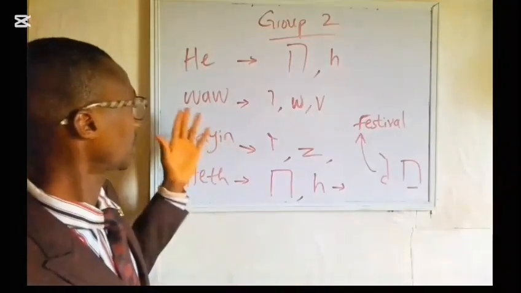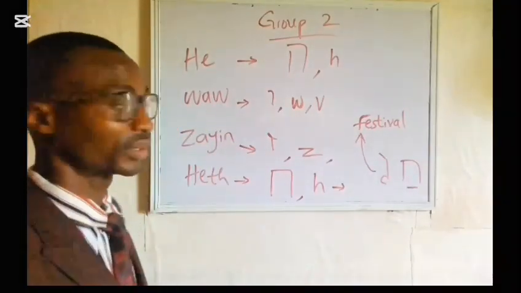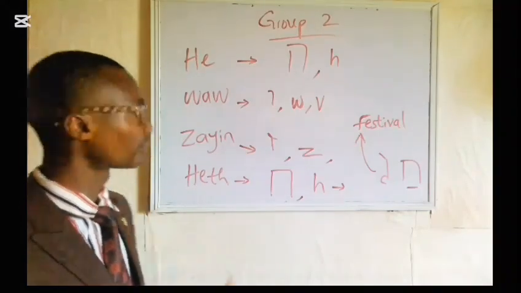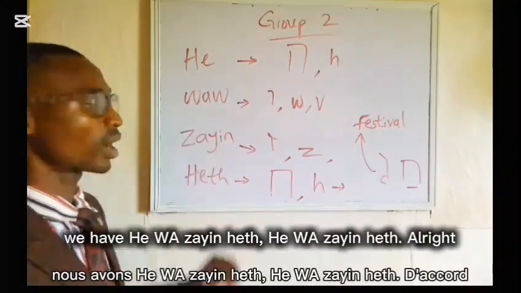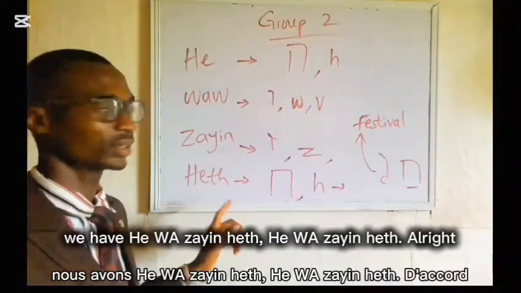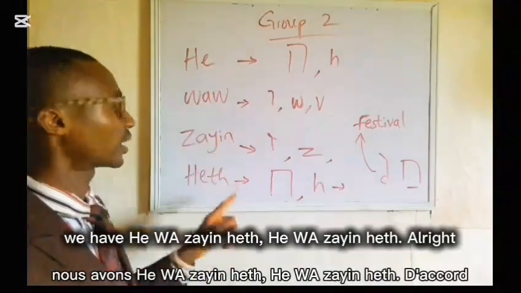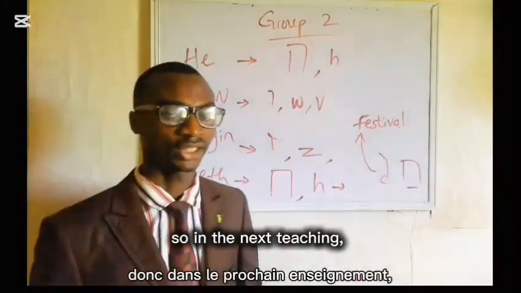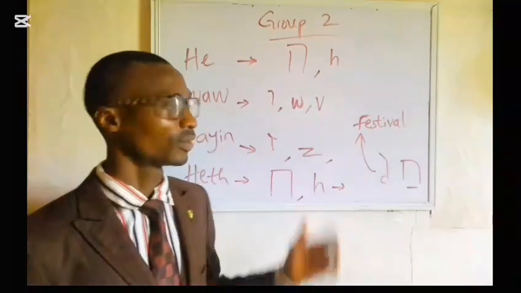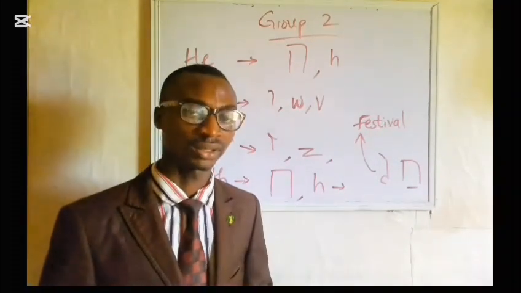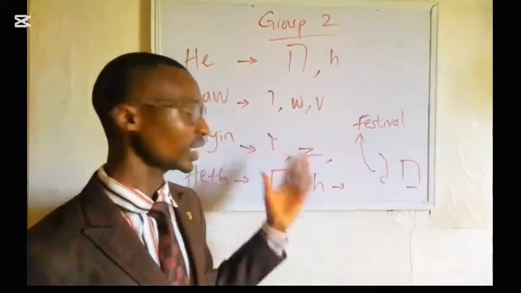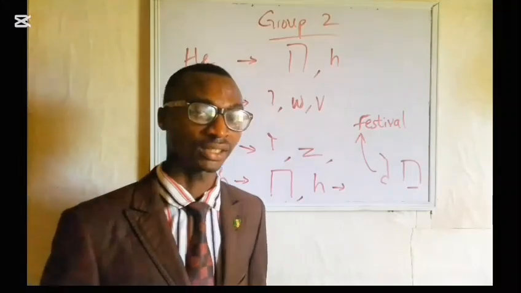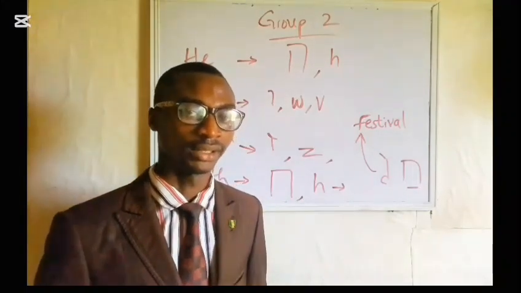All right, so we have these four letters in group two of the biblical Hebrew Alephbeth division: He, Vav, Zayin, Het. In the next teaching we'll check the third group of letters. We have Tet, Yod, and Kaf.